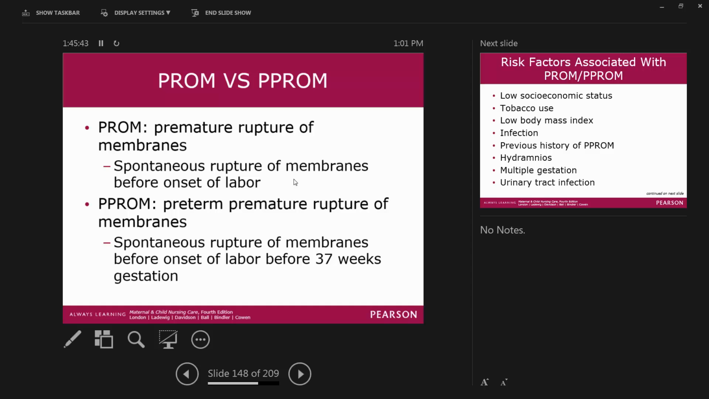Here's PPROM versus PROM. You can read over that, but I think we did review this, right? Did we one time? No. So PROM is premature rupture of membranes. So their water breaks and they don't go into labor. That's a premature rupture of membranes. But when you put it with PPROM, you're now putting it at a preterm age. So the water breaks and they're at a preterm gestation.